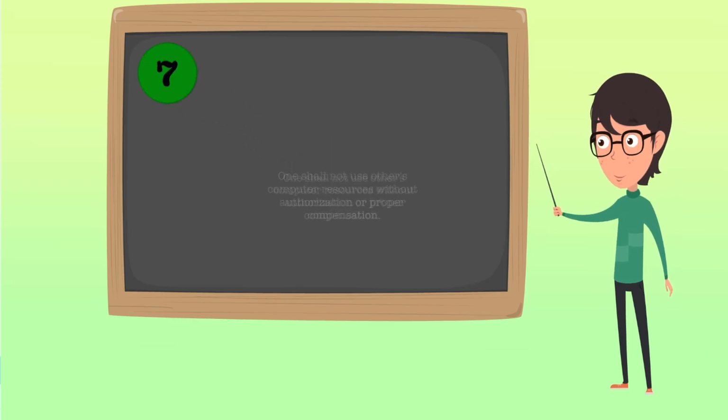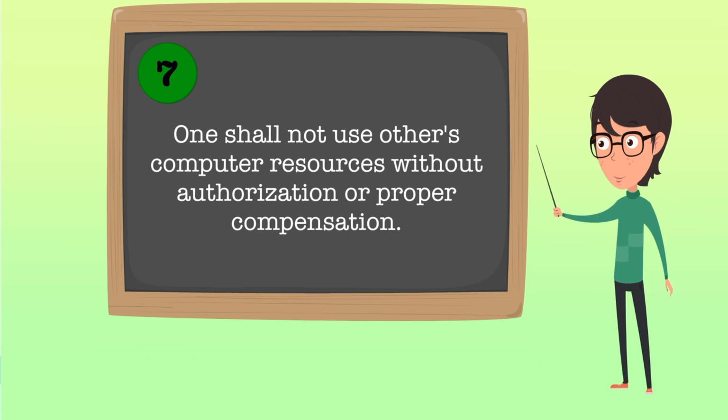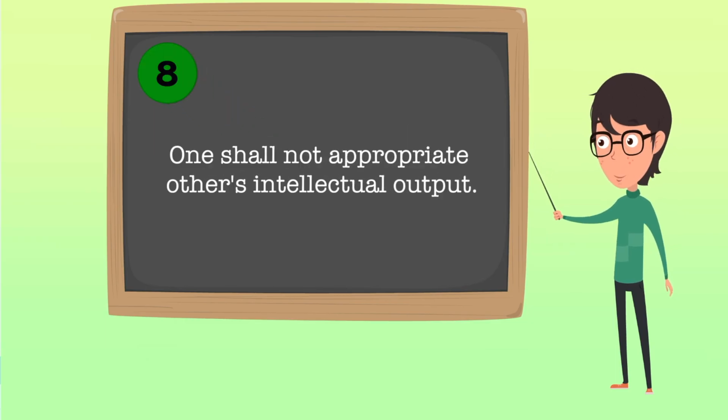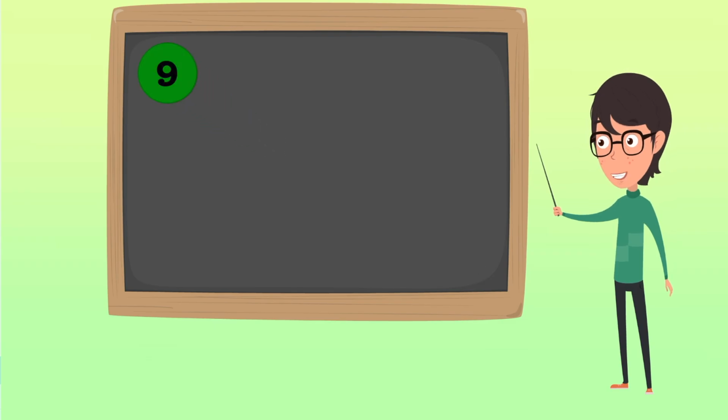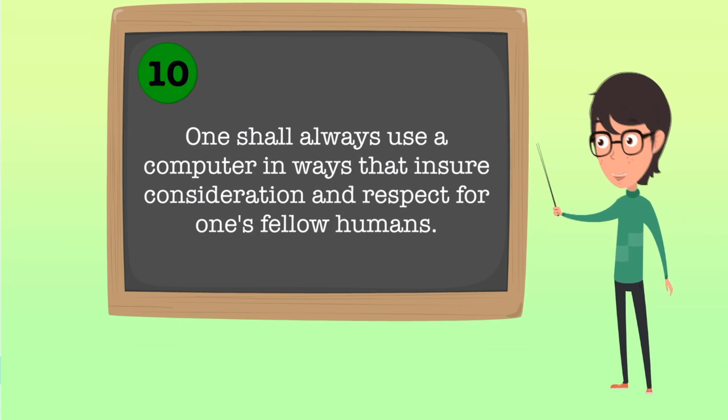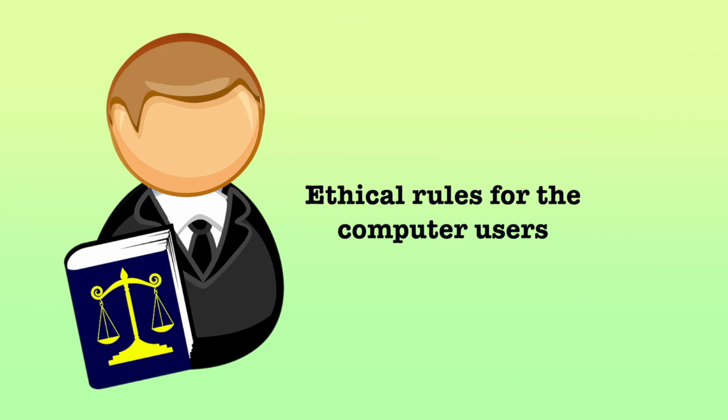The seventh one is, one should not use others' computer resources without authorization or proper compensation. The eighth one is, one should not appropriate others' intellectual output. The ninth one is, one should think about the social consequences of the program written. And the 10th one is, one should always use a computer in ways that ensure consideration and respect for one's fellow humans.